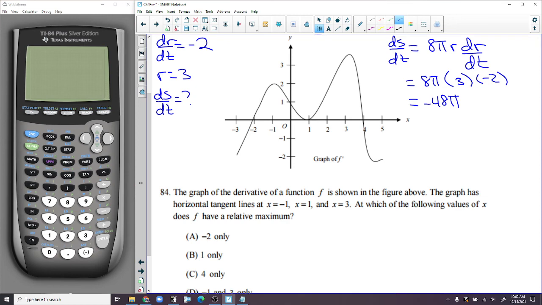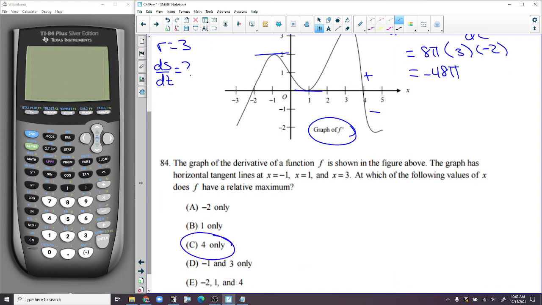The graph of the derivative of function f is shown in the figure above. The graph has horizontal tangent lines at negative 1, 1, and 3. At which of the following values of x does f have a relative maximum? Well, if this is f prime, that means the original function has a maximum where the derivative changes from positive to negative. I think that's the only place where f prime changes from positive to negative. So I'm looking at 4 only. That's where we have maximums, where the derivative changes from positive to negative.